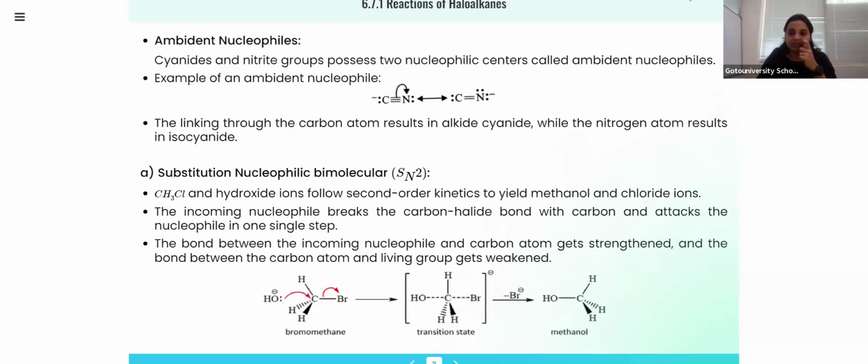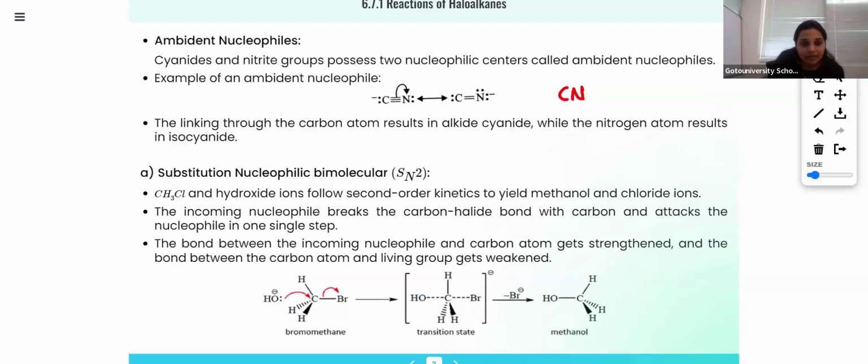Before that, we are explaining one more thing, that is ambident nucleophiles. Ambident nucleophile means, for example, the cyanide and nitrite groups possess two nucleophilic centers, meaning they can bind to the metal atom either through carbon or through nitrogen. At the same time, they cannot use both donor atoms. At a particular time, either they use carbon or they use nitrogen. That type of nucleophile is called an ambident nucleophile.